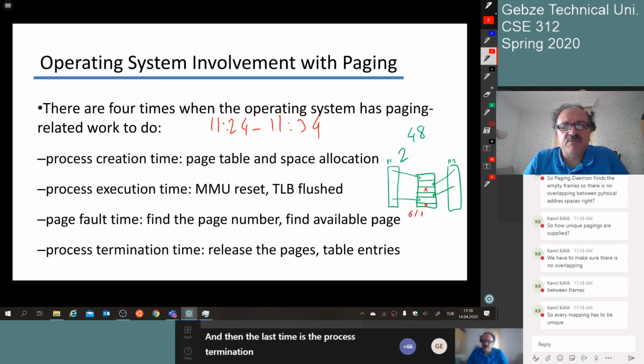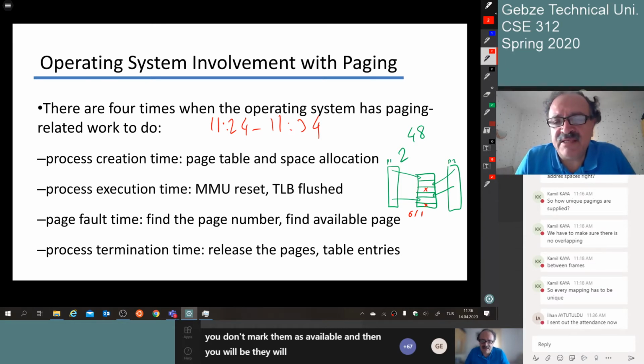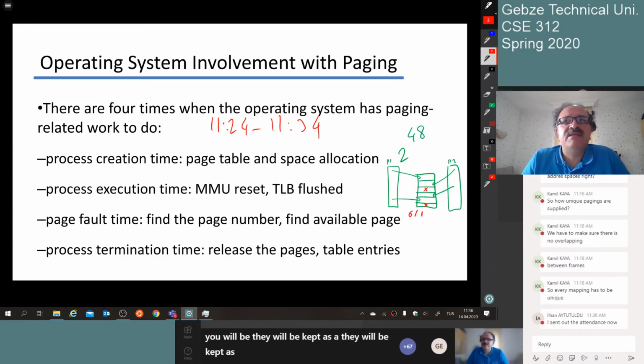When the process is terminated, all the page tables have to be released, and the operating system should say that whatever pages were being used by this process are now available to be used by anybody else. This is an important step, because if you forget about your pages and don't mark them as available, then they will be kept as allocated memory. That's not a good thing.